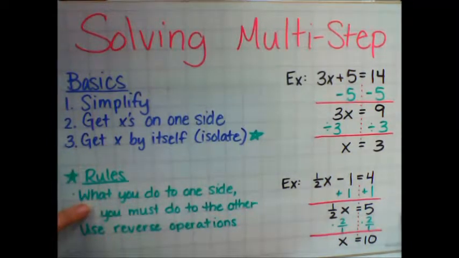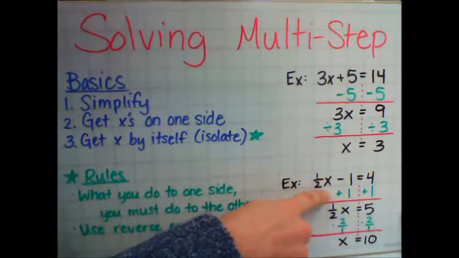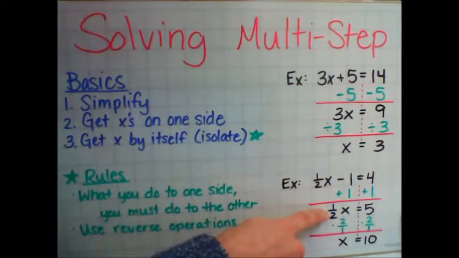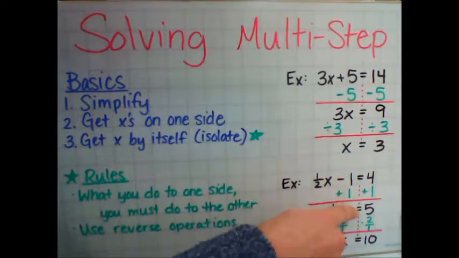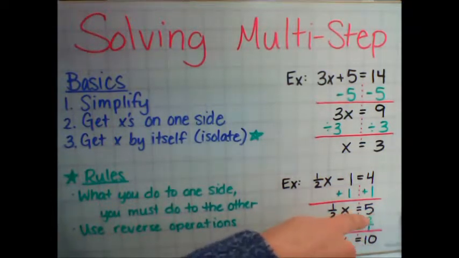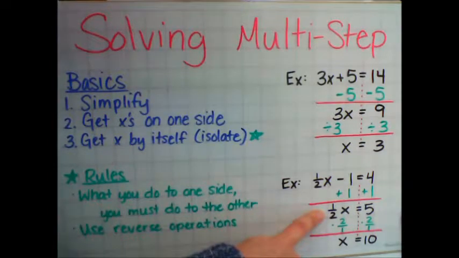What I do to one side, I have to do to the other. So I add 1 to both sides. When I add 1 to this side, the 1's cancel, and I'm left with just the 1/2 x equals 4 plus 1 is 5. 1/2 times x equals 5. I need to get rid of this 1/2.